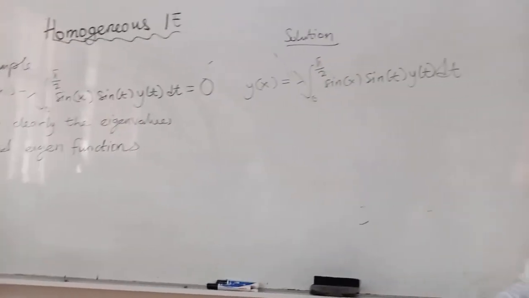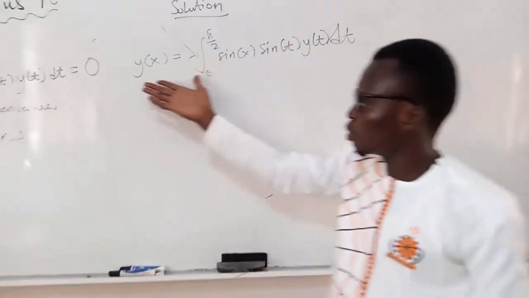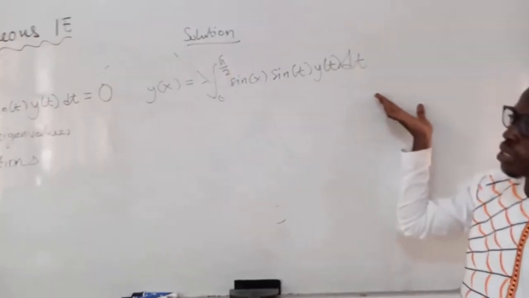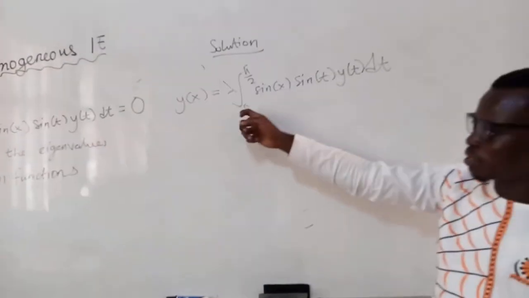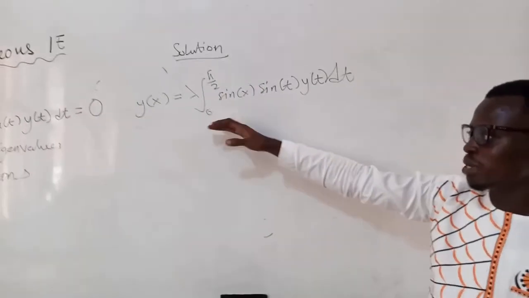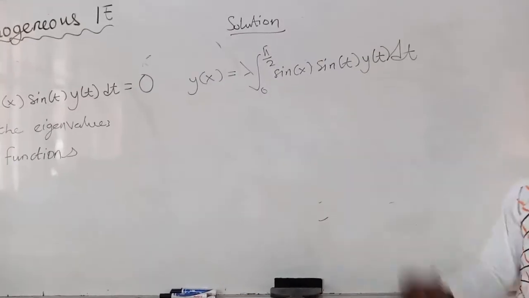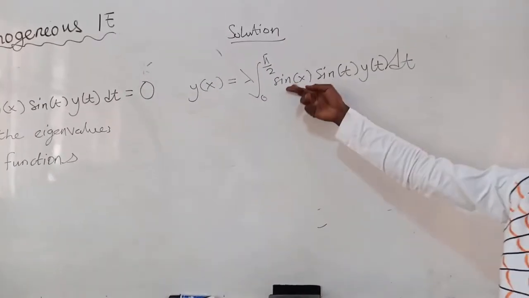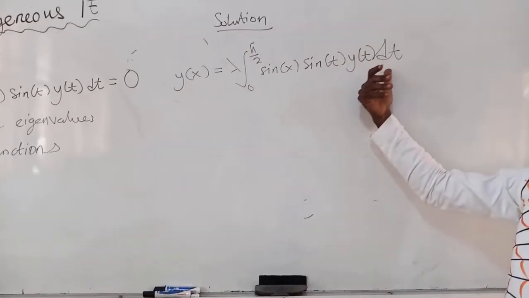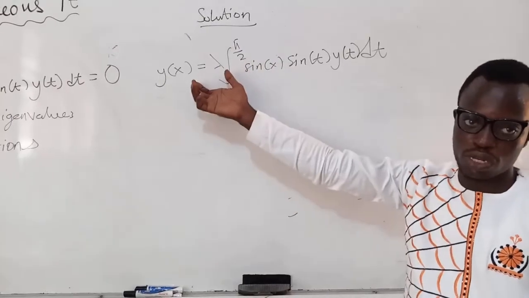Now there's no free term here. The f of s side is equal to 0, so you can easily see that this equation is a homogeneous integral equation, and it's from 0 to pi on 2, and pi on 2 is constant. This makes it a Fredholm homogeneous integral equation. Now sine s is a function of only s, and the integral sign depends on only t. Then this sine s is a constant, so you can easily bring it out of the equation.